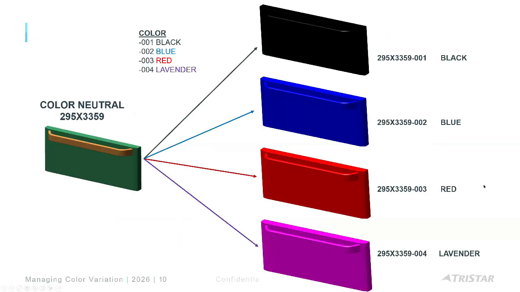So in my part numbering scheme, the color neutral part is just going to be the 295X3359. There's 4 color options that we're going to offer. There's the black version, red, blue, and lavender. And each has a different number based on the option that we're offering.